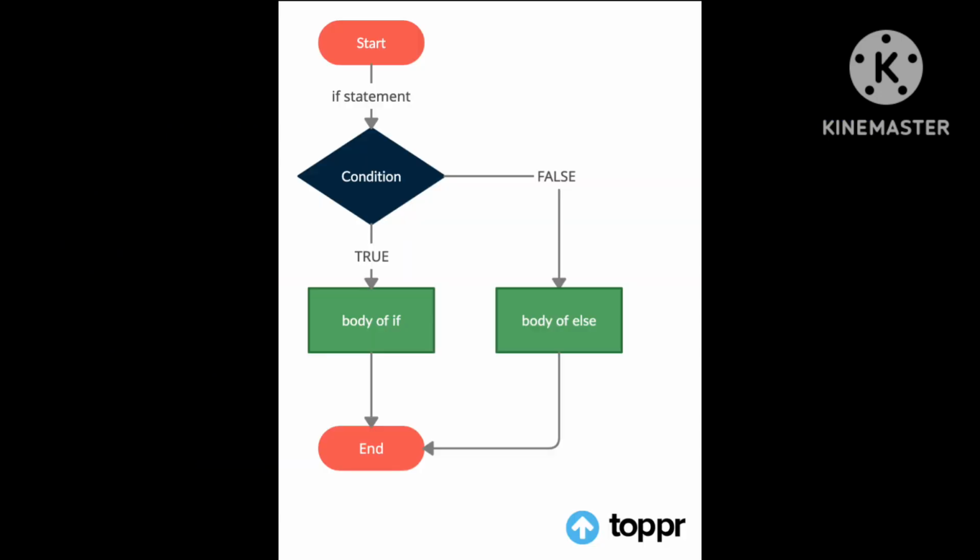Working principle of if else statement. It starts the program. First it checks the if condition. If the condition is true, then it prints the if body. If the condition is false, it prints the else body and terminates from the if condition.